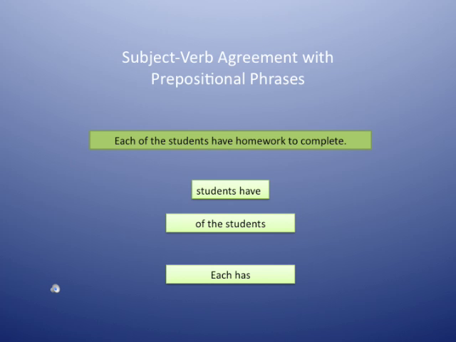Consider the following sentence. Each of the students have homework to complete. Although the plural have agrees with the noun students, the subject-verb agreement here is incorrect. Students is the object of the prepositional phrase, of the students, and cannot be the subject. Instead, each is the subject of the sentence and always singular. Thus, the correct verb form for this sentence would be has. Each of the students has homework to complete.